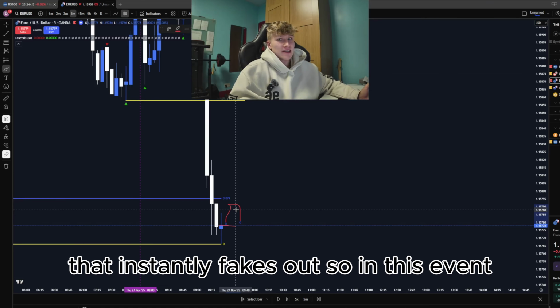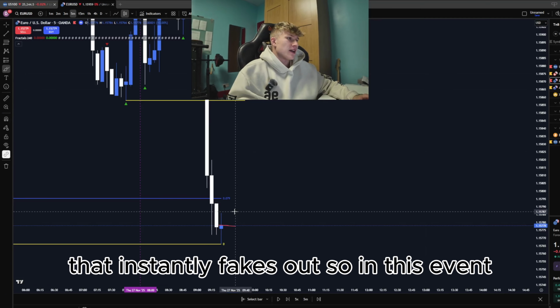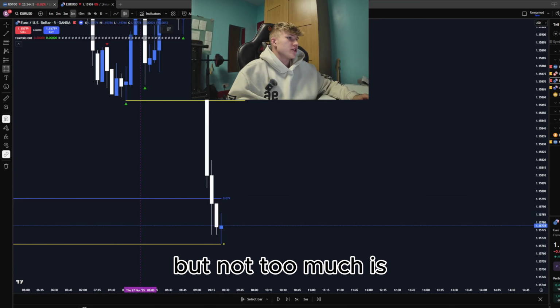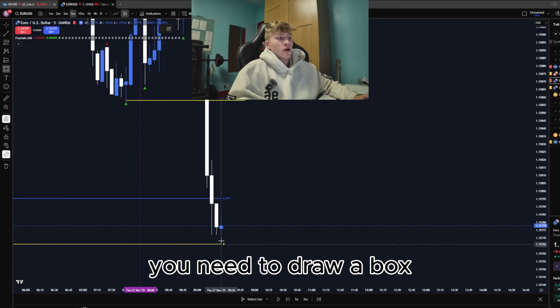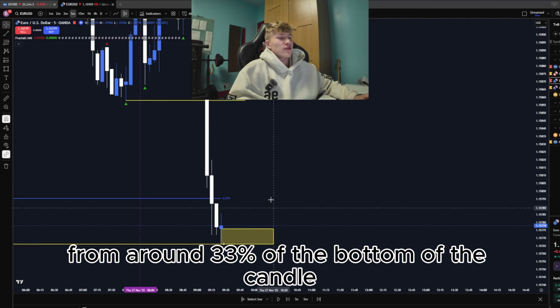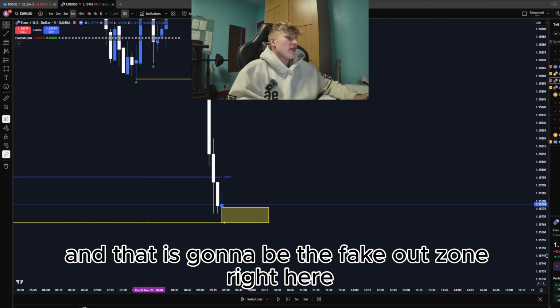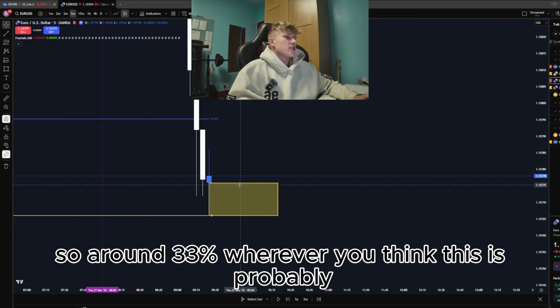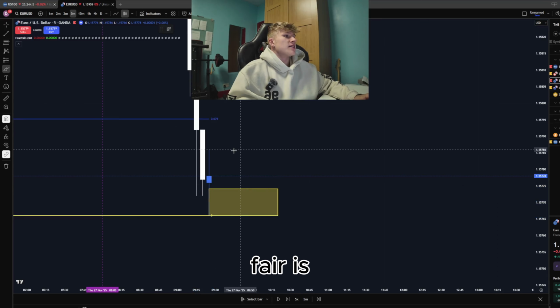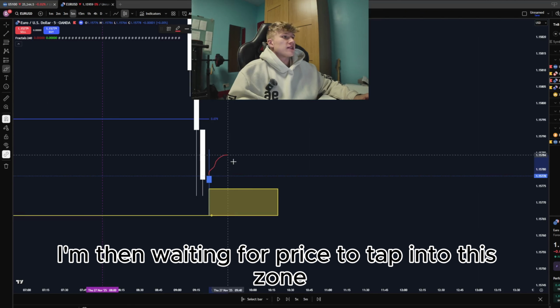You don't really want a confluence that instantly fakes out. So in this event, it's a little bit more discretionary, but not too much. You need to draw a box from around 33% of the bottom of the candle, and that is going to be the fake out zone right here. So around 33%, wherever you think this is, probably about here to be fair, I'm then waiting for price to tap into this zone right here.